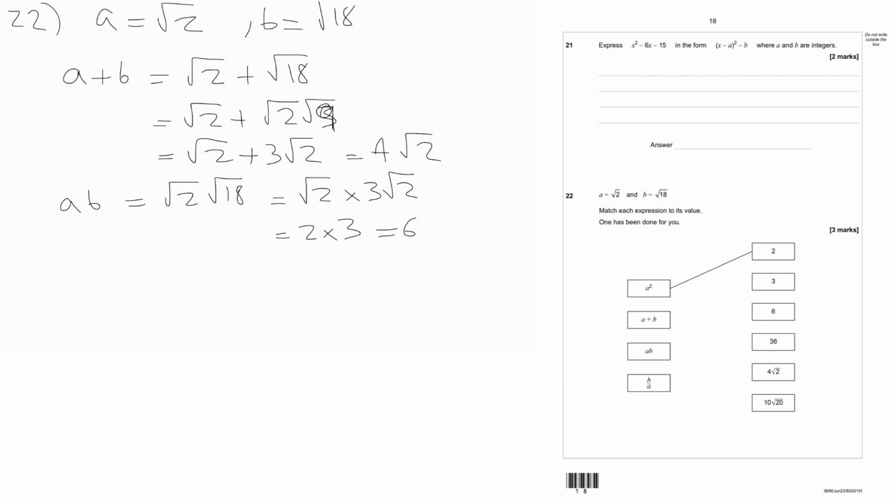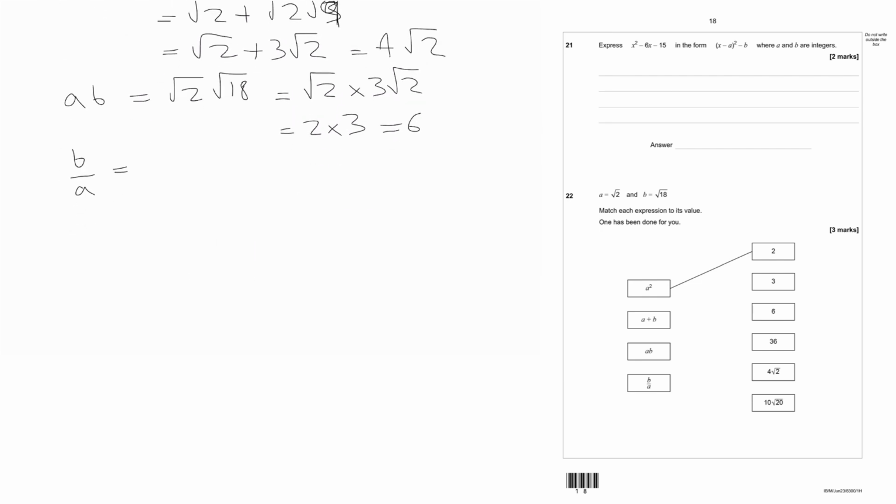And then lastly, we have b over a, b divided by a. So again, we know that b can be expressed as 3 root 2, and then a is root 2, so we just cancel out the root 2's, and we're left with 3.